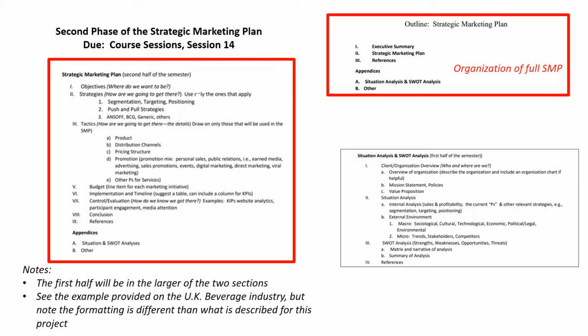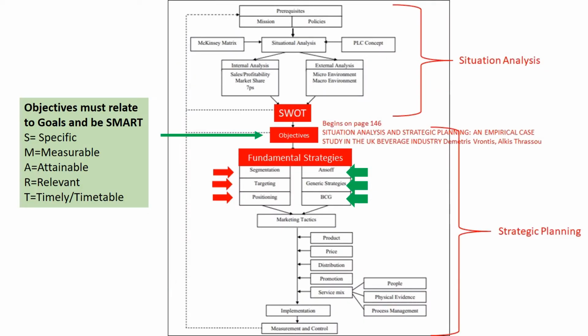The outlined red box in the upper right part of the slide shows the format of the entire final strategic marketing plan that you will submit. First note, it begins with an executive summary, then the strategic marketing plan phase 2, and then the appended situation and SWOT analyses, which are done in the first phase of the plan. This schematic is posted in Blackboard in the Strategic Marketing Plan Toolkit.